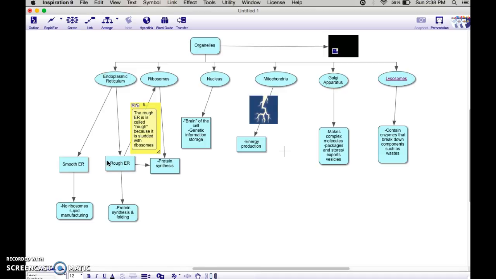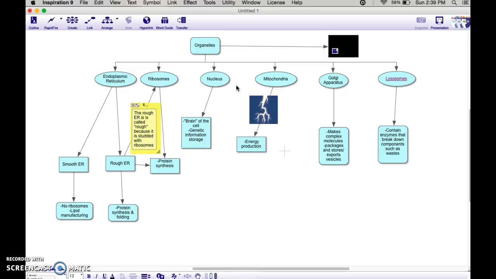So now in addition to the rough ER, we have the smooth ER. Now this doesn't contain any ribosomes. This is why it's called smooth. There are no little bumps that would be the ribosomes. And this is responsible for lipid manufacturing, which are things like fats and steroids. This is highly tied in to lipids.